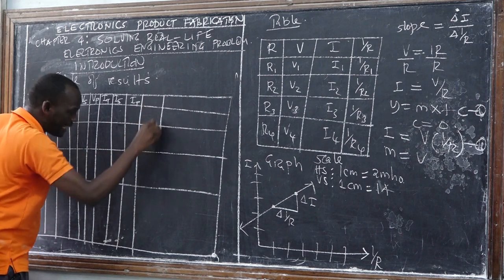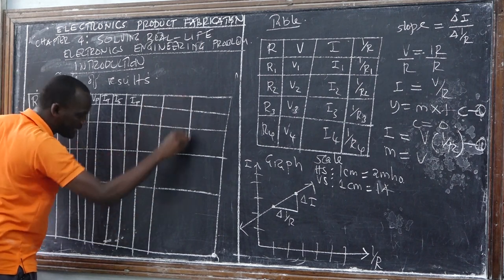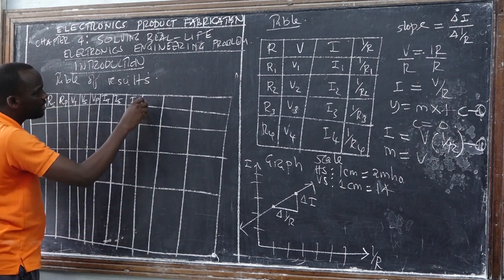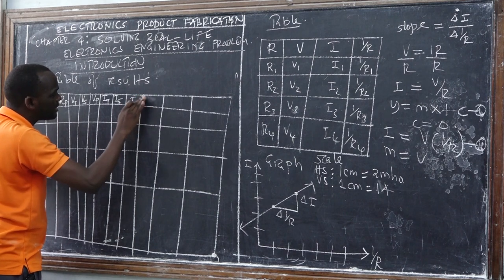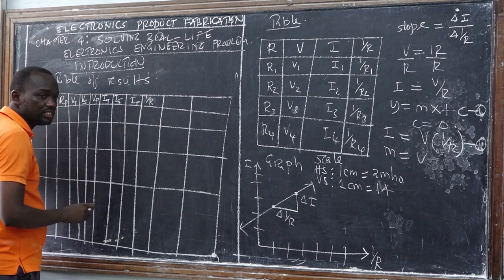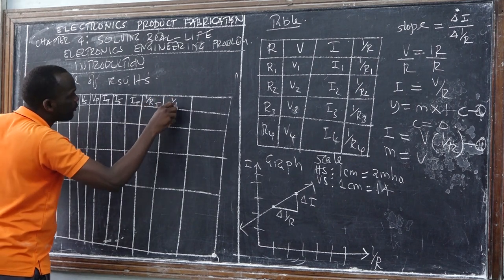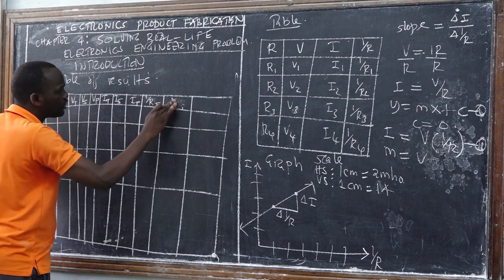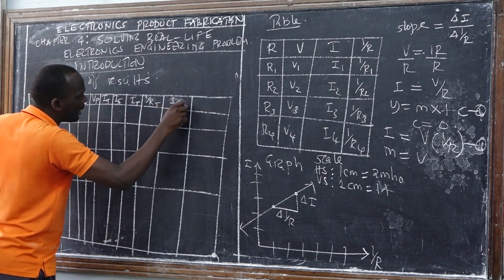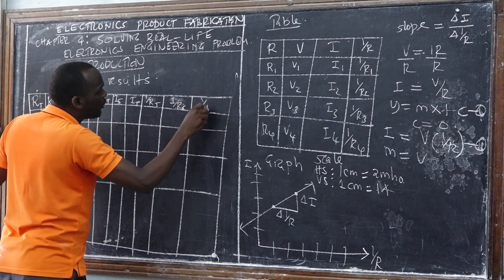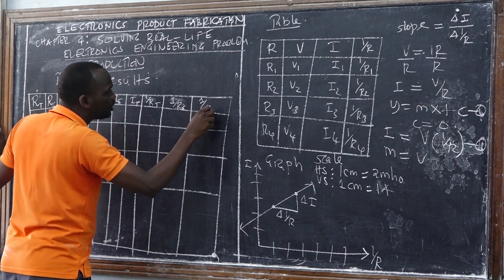Then here again, we have another column of conductance. For the conductance, we should have theoretical or computational conductance. This is just the notation used for theoretical. And then we should have conductance based on the simulation software. We can also have conductance which we measure practically.